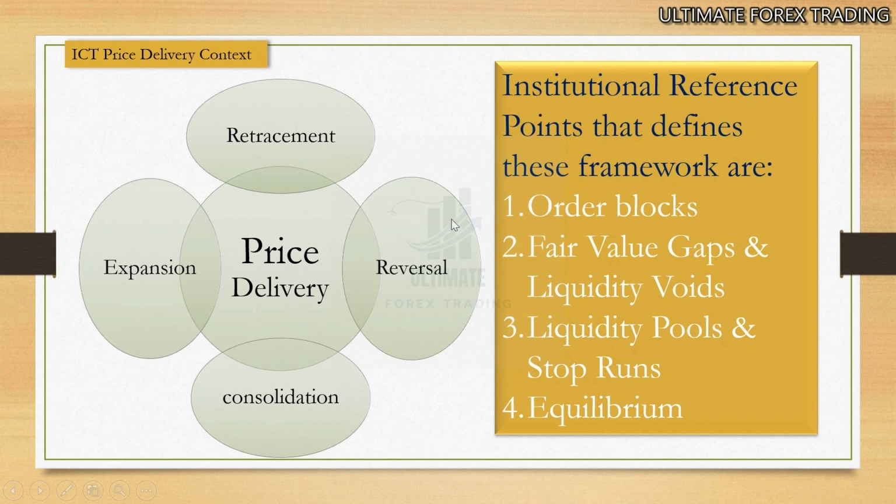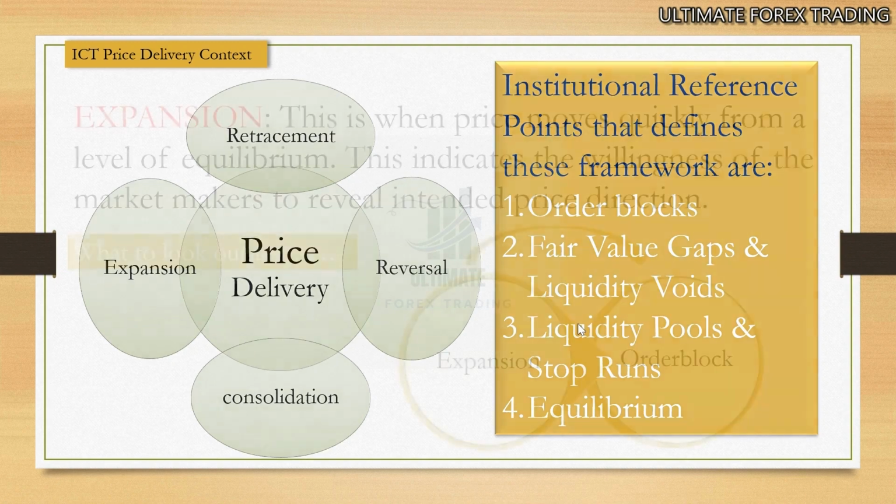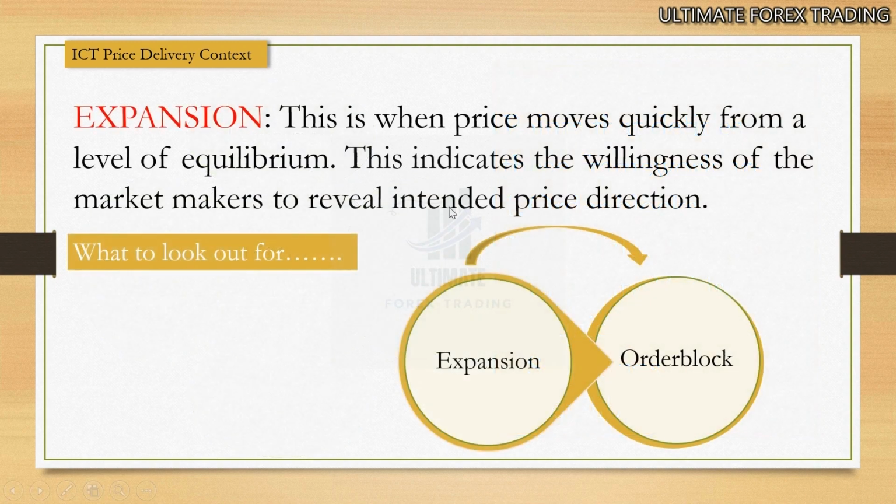So we're going to look into each and every one of these and how you will pair them with institutional reference points. So let's start with expansion. Expansion is when price moves quickly from a level of equilibrium. This indicates the willingness of the market makers to reveal intended price direction. This is what it means.